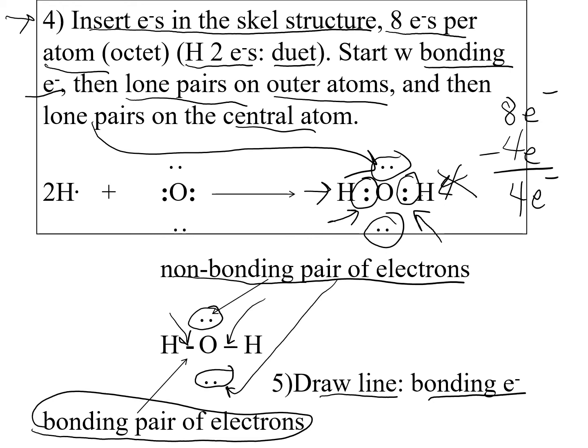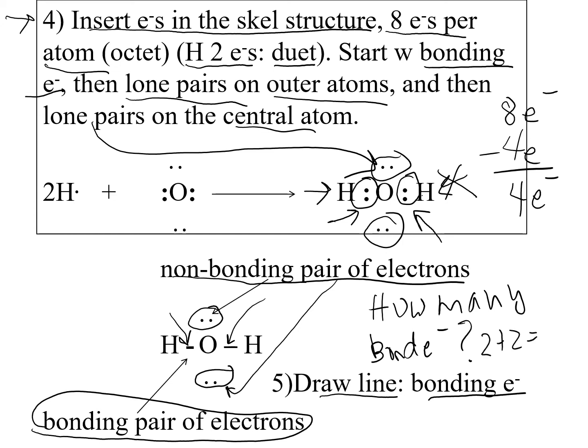So if I asked you for water, how many bonding electrons does it have? The total amount of bonding electrons would be 2 plus 2, which gives me 4 bonding electrons, or you may say 2 pairs, because a pair is 2 electrons. If I asked you for non-bonding electrons, we would just count those up, and we would have 4 non-bonding electrons, or 2 pairs as well.